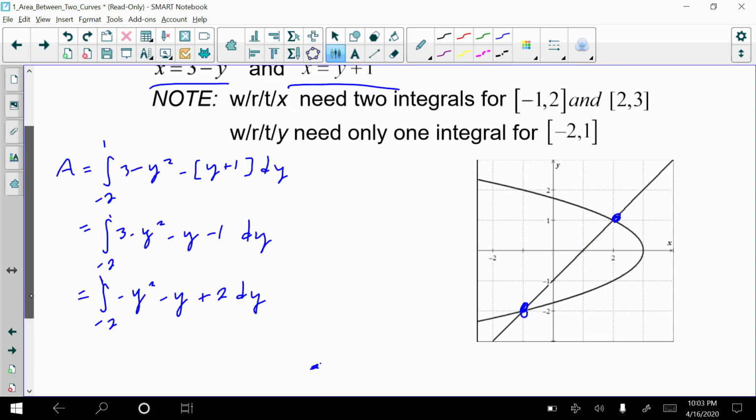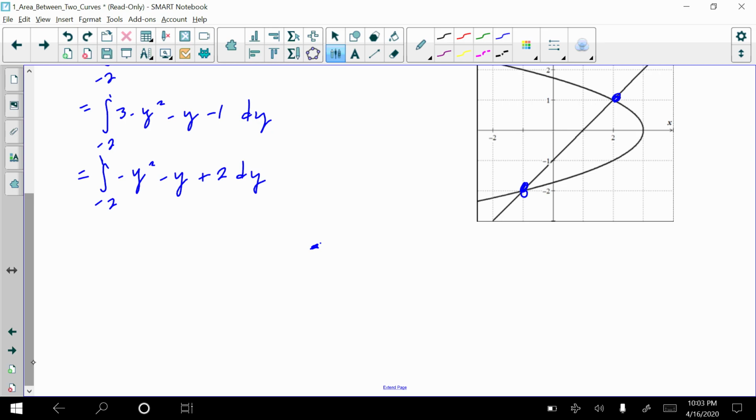And now we will do the integration the way that we would normally do. So here the antiderivative of negative y squared is going to be negative 1/3 y cubed. And then I'm going to get minus 1/2 y squared, and then plus 2y. And we're evaluating it from -2 to 1.